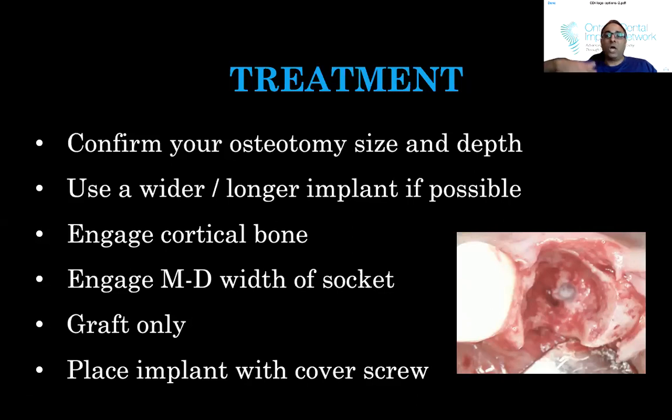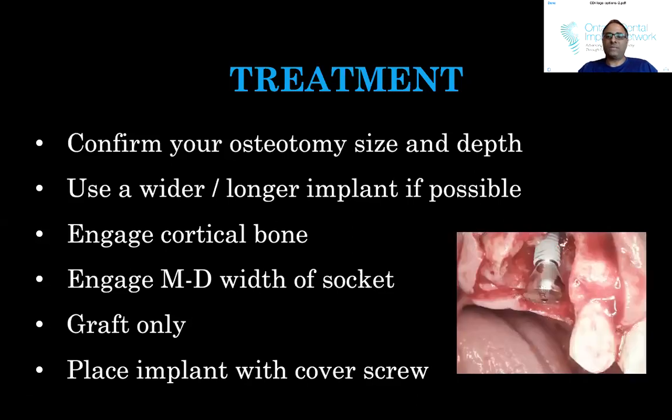First of all, it was a very long site. So I needed to engage the floor of the sinus. I needed an 18 millimeter implant, and I had one. Once I engaged the implant, I wanted to make sure that my implant was placed about four up to five or even six millimeters from the CEJ of the adjacent tooth. And here it was about 5 millimeters.